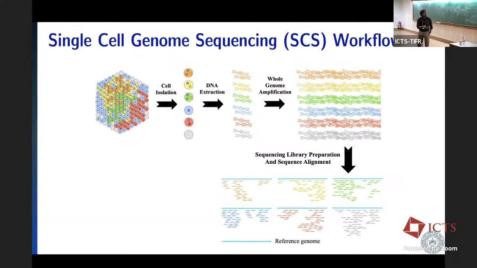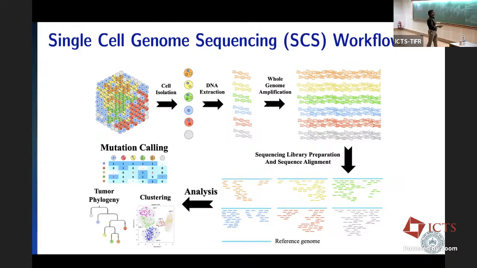After that, you have individual sequencing reads corresponding to individual cells. You are aligning them back to the reference genome, and that gives you aligned sequencing data, right? And then you can perform different types of analysis. You can perform mutation calling, you can perform tumor phylogeny analysis, clustering, whatever you want.